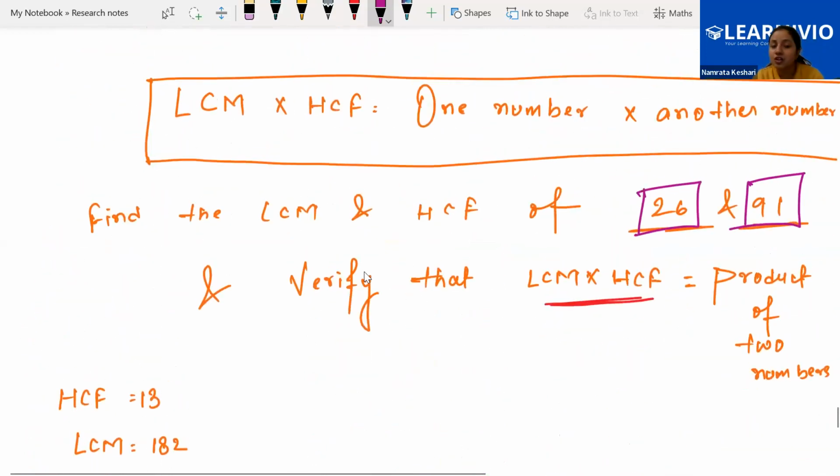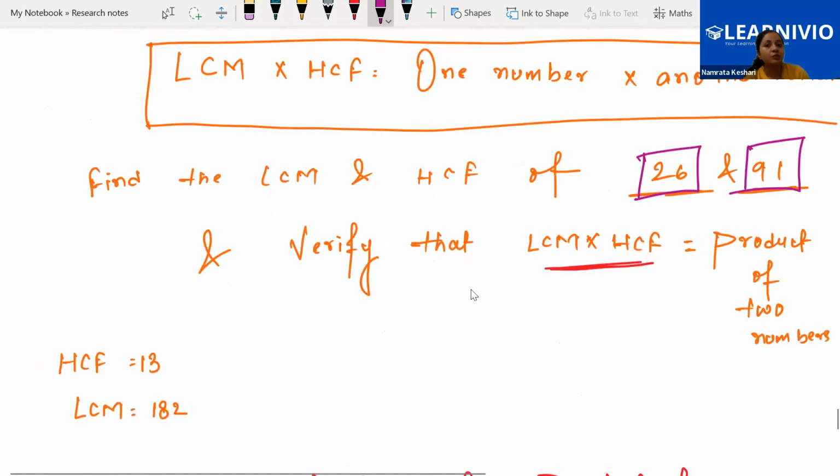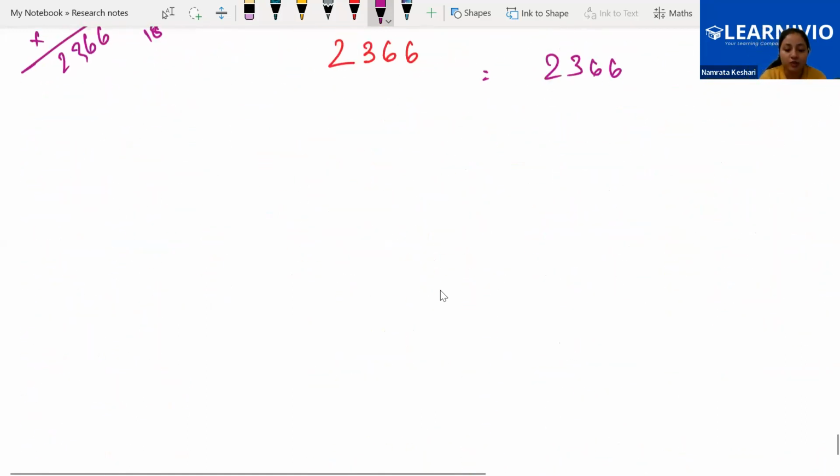So whenever the instruction is like this, find the LCM and HCF and verify the relation between LCM and HCF and the product of two numbers, maybe the formula for the verification will be given, or even if the formula is not given and the instruction asks to do the verification, we are supposed to do the verification by using this formula only. Okay, now once we know this formula, we will be able to do this question.